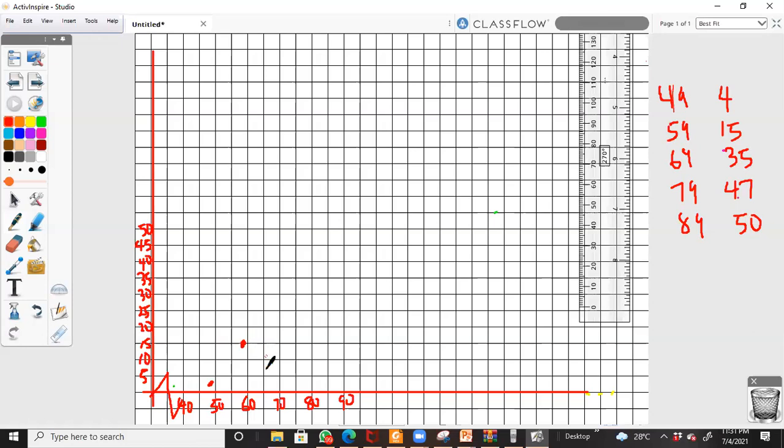Then what? 69 and 35. 35 would have been right somewhere like this. So it's one line before 70, which will be 69. Then one line before 80 will give me 79. Then 47: 2 lines after 45. Then 89 and 50. So 50 right here.